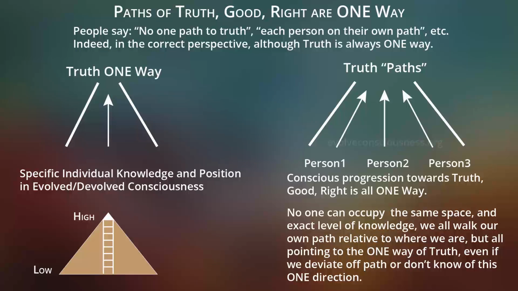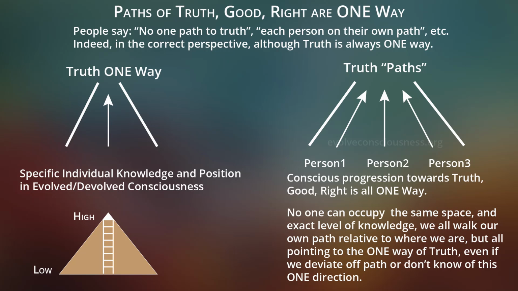And we have the final infographic here, and this has to do with the paths of truth. Good and right are one way. The paths of truth, good, and right are one way. So this is where people say there's no one path to truth. Each person is on their own path. We're all on our own journeys. Yes, we are all on our own journeys, but we're all supposed to be going to one place, one direction. And that's towards truth, good, and right.